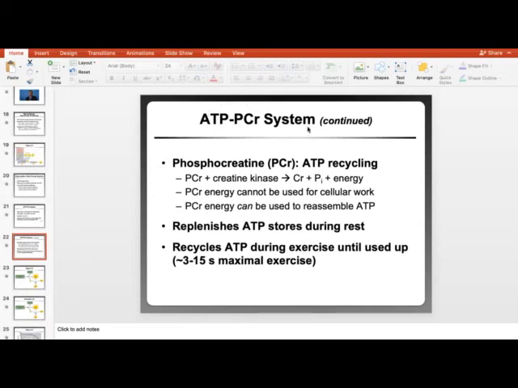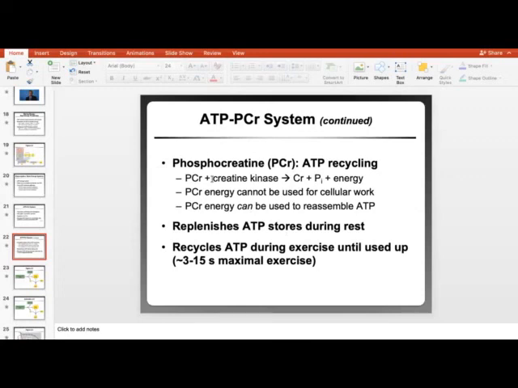So this phosphocreatine system is not so much about the breakdown of the ATP in this 3 to 15 seconds, but about the recycling of the ATP during your rest, so that when I have to do this next bout of 3 to 15 seconds, I don't have to use my carbohydrate stores and spend all this oxygen. I can just use that recycled ATP.